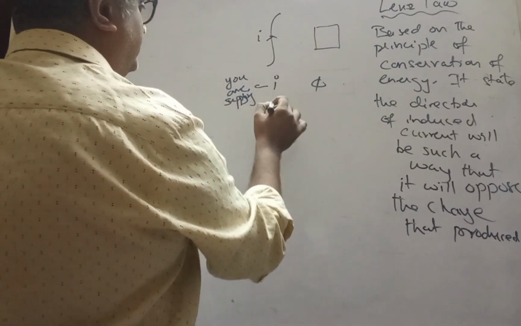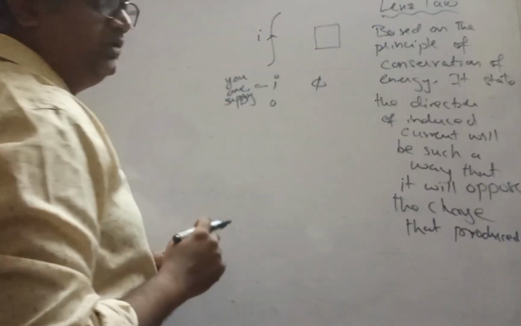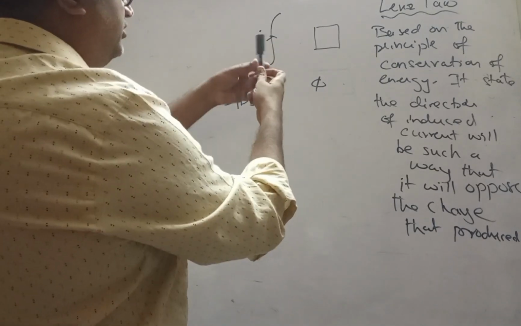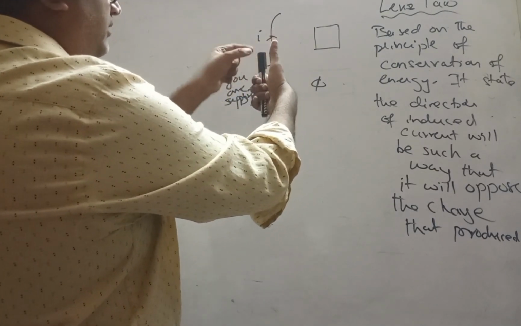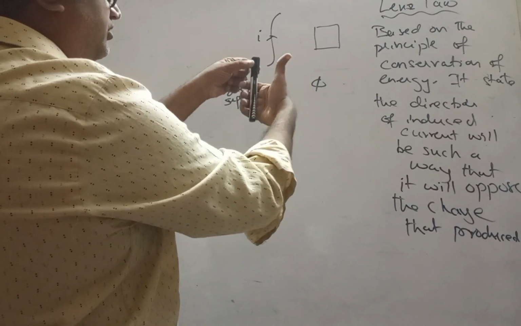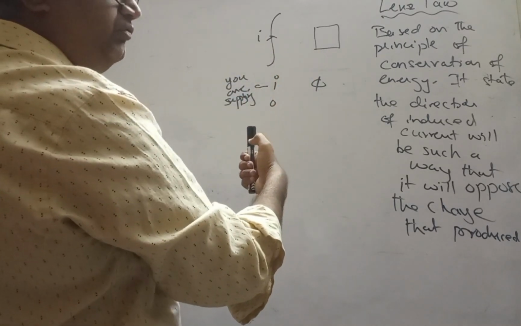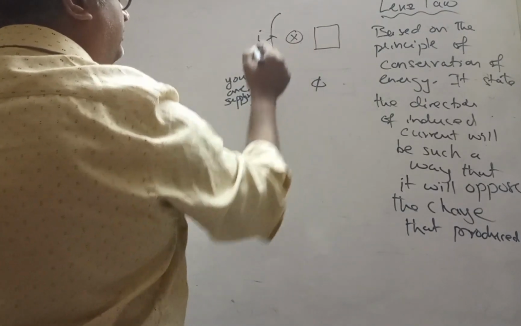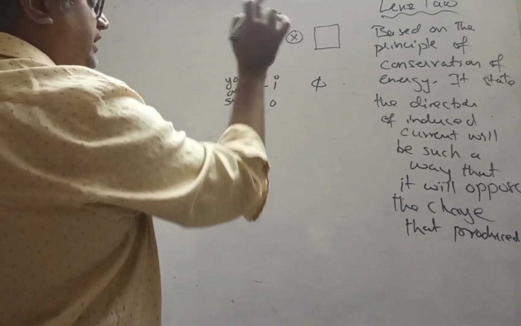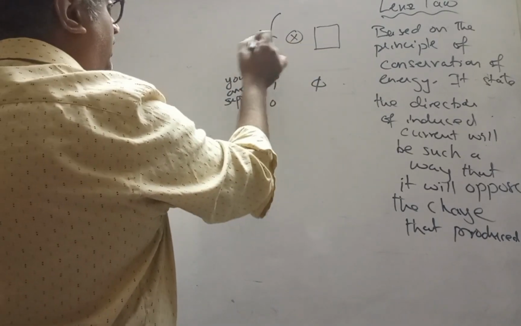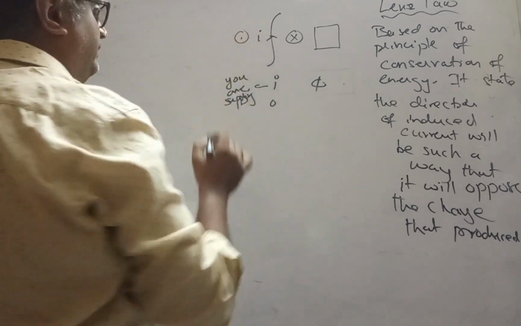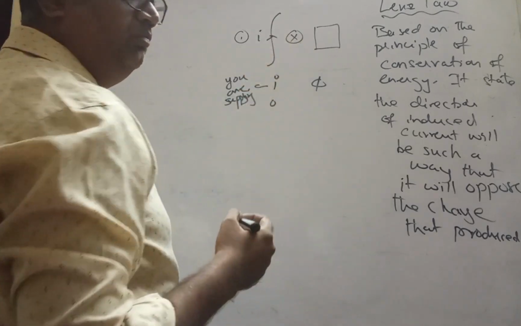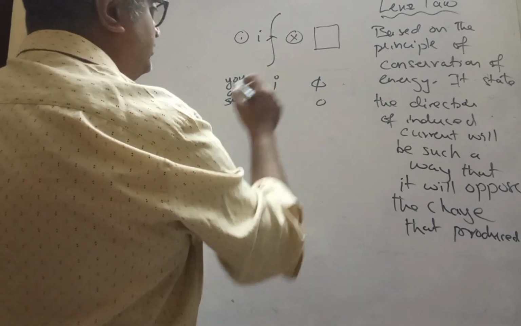Initially when the current is 0, there won't be any field around it. We can find the direction of the field using the right hand thumb rule. If this is the conductor, the thumb indicates the direction of the current and the curling fingers show the direction of the field. So the field will be cross, into the plane, and on the left side it will be out of the plane. When the current is 0, there is no field, so the flux will be 0.